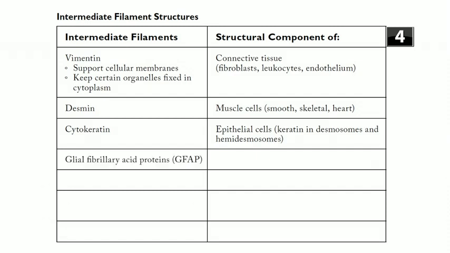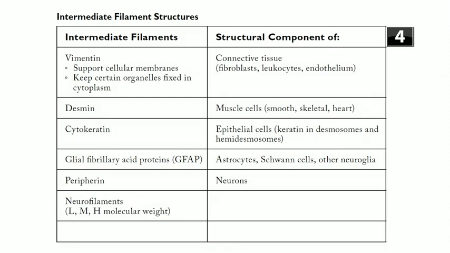The next one is GFAP, or glial fibrillary acid proteins, which are found in glial cells, astrocytes, Schwann cells, and so on. It's a type of ectodermal intermediate filament. Then it's peripherin, which is found in the neurons. And then there are neurofilaments, which can be categorized by their molecular weight. So there's low, medium, and high molecular weight neurofilaments. Neurofilaments are found within the axons.